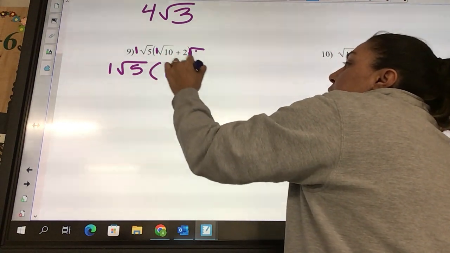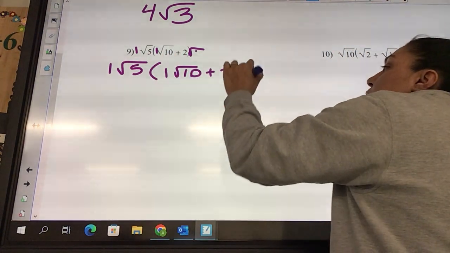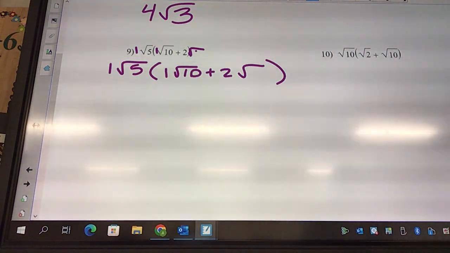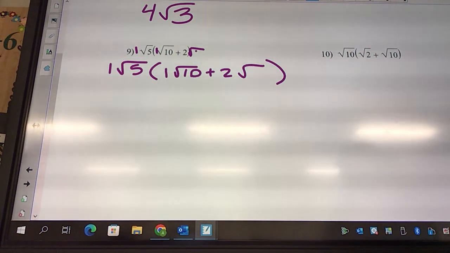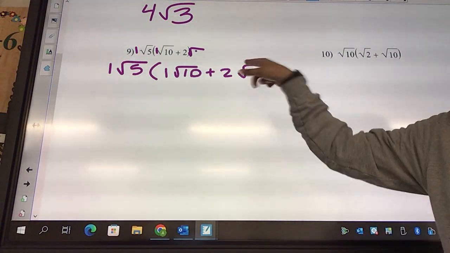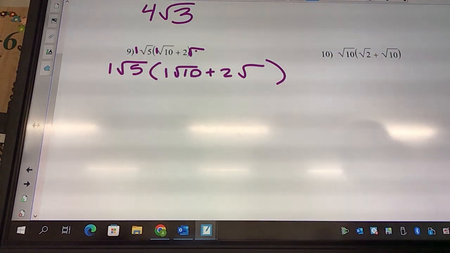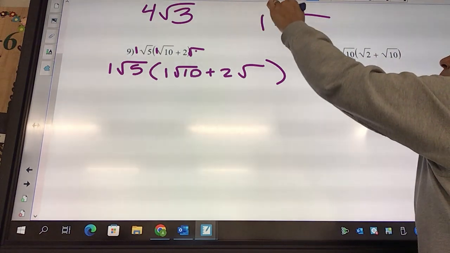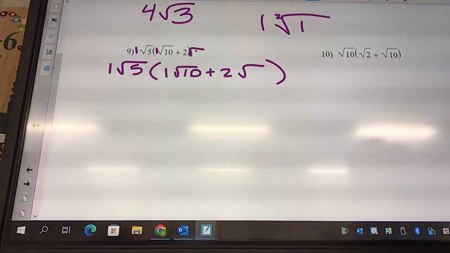1 square root 10 plus 2 square root. And if there's nothing underneath the square root, really, what is it? If there's nothing underneath the square root, what is it? It's a 1. I know, and that's why it's so crazy, right? So we have imaginary 1s out here, and imaginary 2s, and imaginary 1s. A basic square root like this really looks like this. 1, 2, 1. Okay?